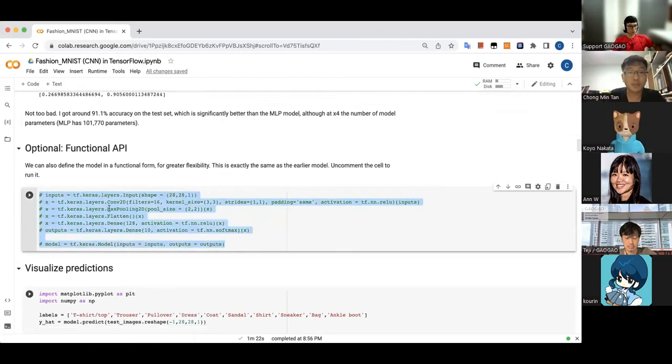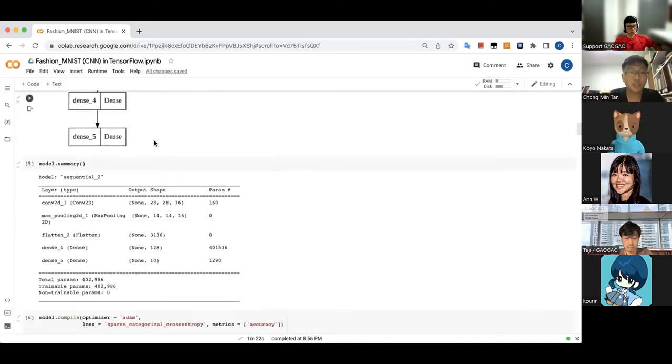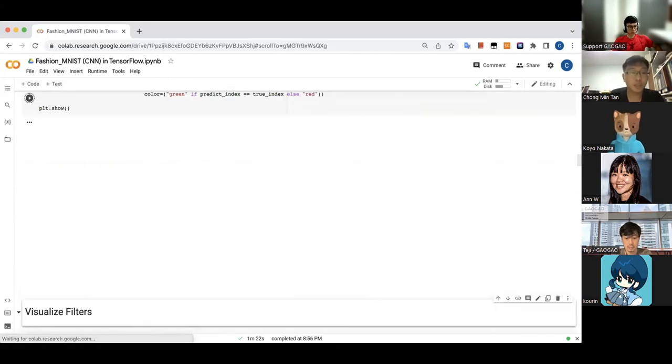Functional API, I leave you to explore on your own. This is how we do it. Earlier was sequential up here. This was sequential. So this part is how we do it in functional API, the exact same model. So we can visualize the predictions as well.